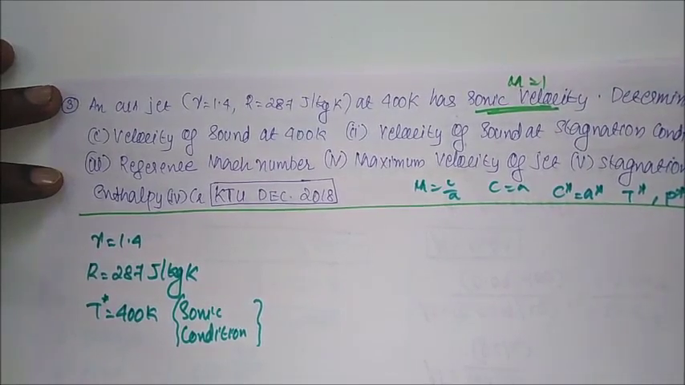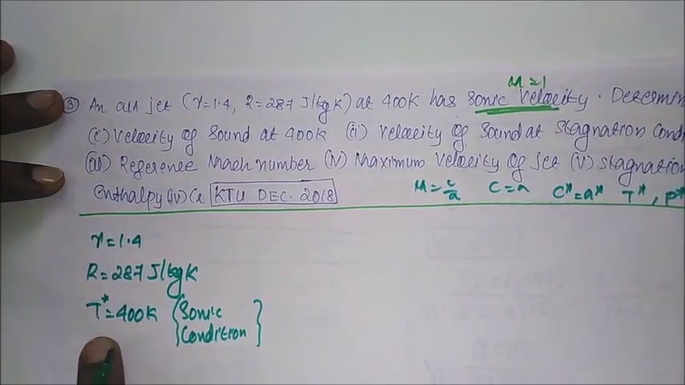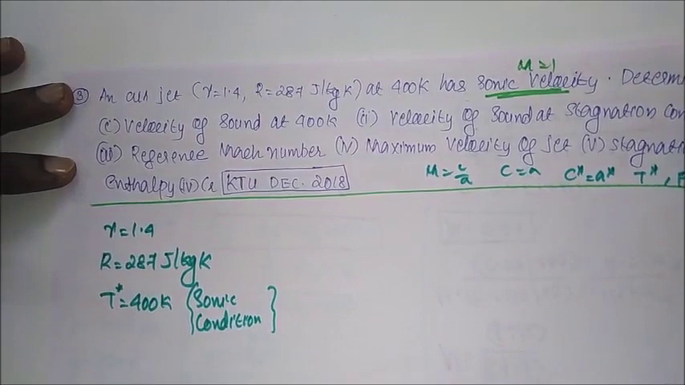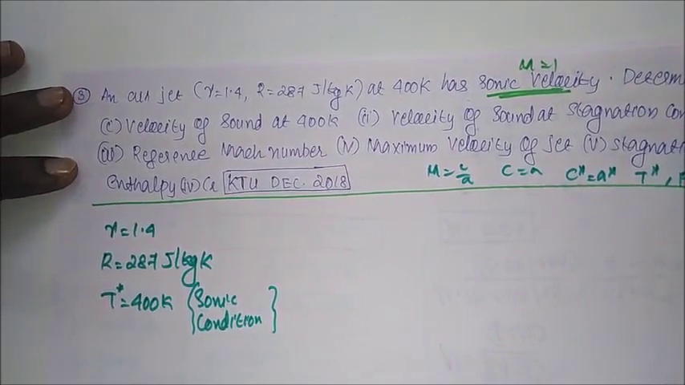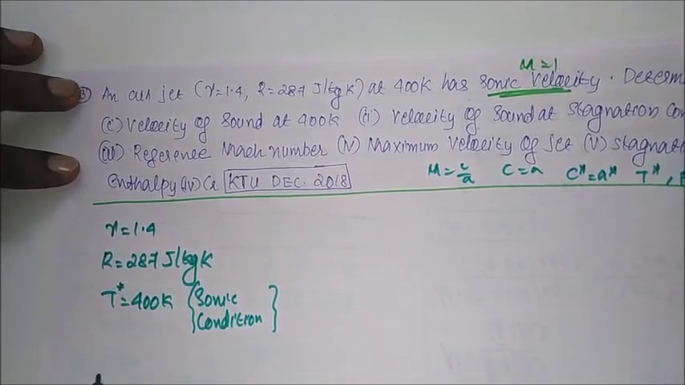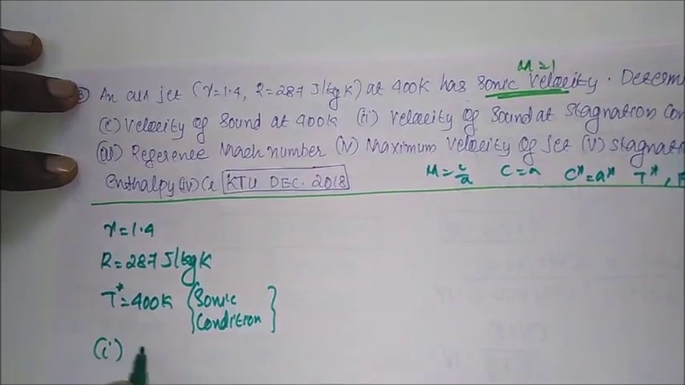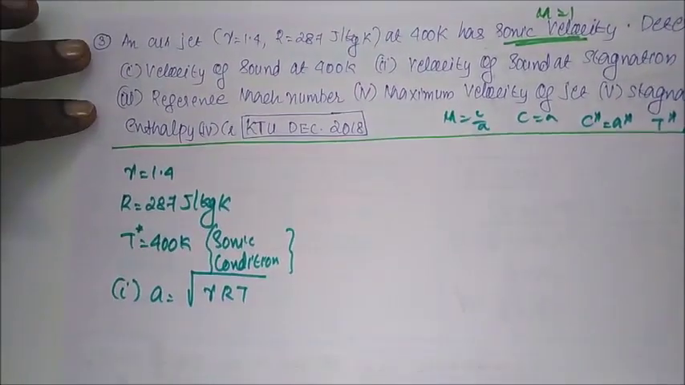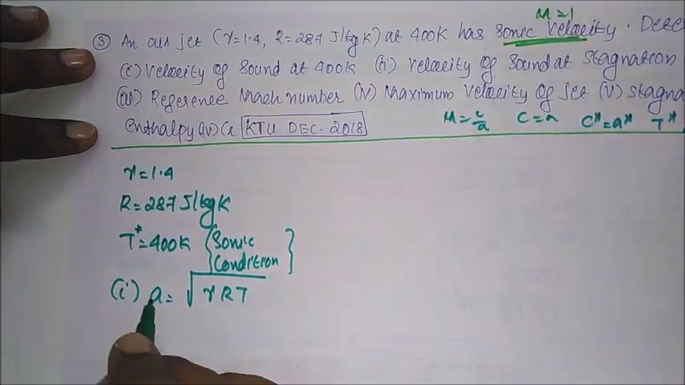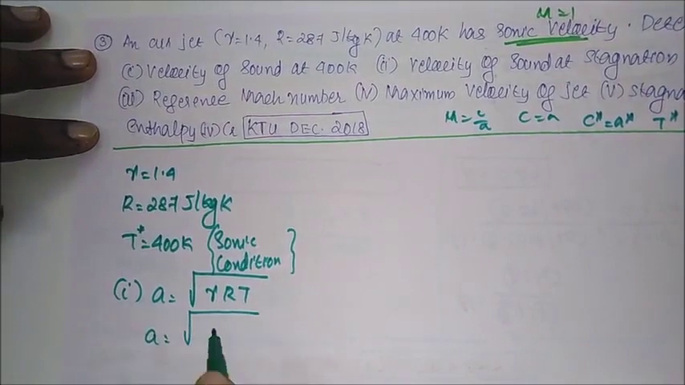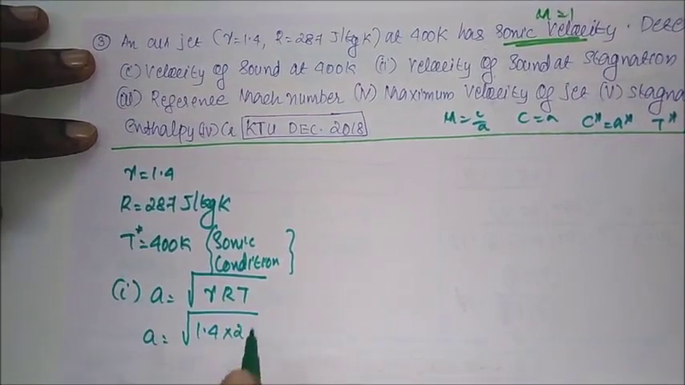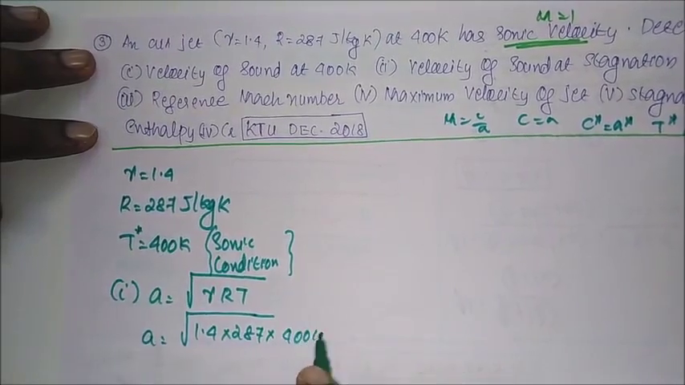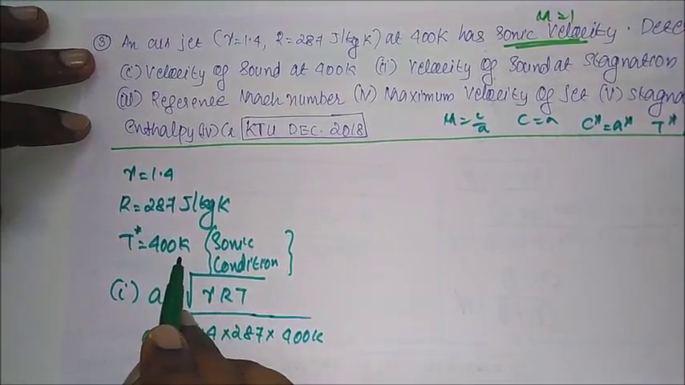These values are already discussed in the live classes. T star is equal to 400 Kelvin. Determine the value of velocity of sound at 400 Kelvin. We have to find out what is the velocity of sound at 400 Kelvin. We know that A is equal to square root of gamma RT. That is A is equal to square root of gamma, 1.4, into R, 287, into T. What is the value of T? T is equal to 400 Kelvin, at a sonic condition.